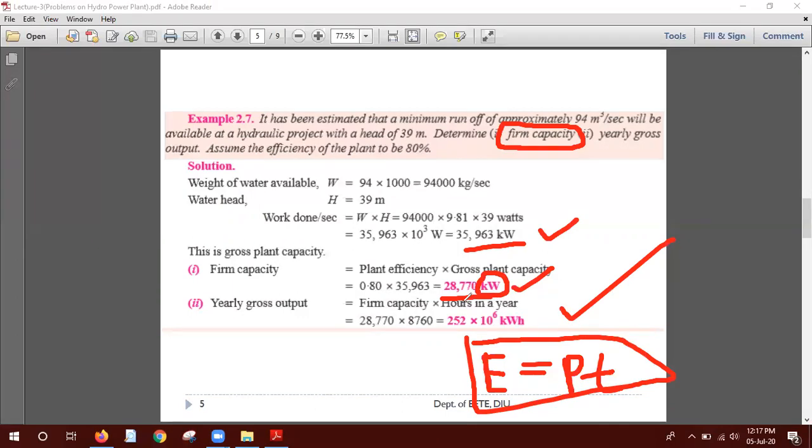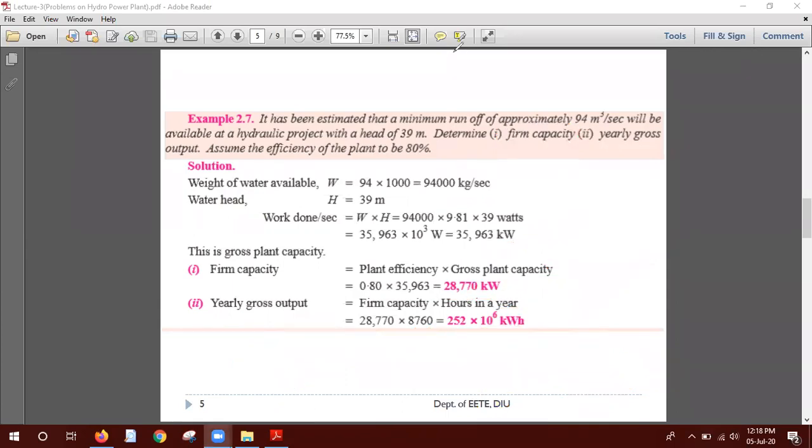Now we need the time. In a year, we already calculated how many hours: that is 8,760. 8,760, my student. So when we have the 8,760 hours, we just multiply with that. We get 252 into 10 to the power 6 kilowatt hour. The kilowatt hour, we all know, is the unit of energy. So that's how we find the electrical energy from a hydroelectric power plant.